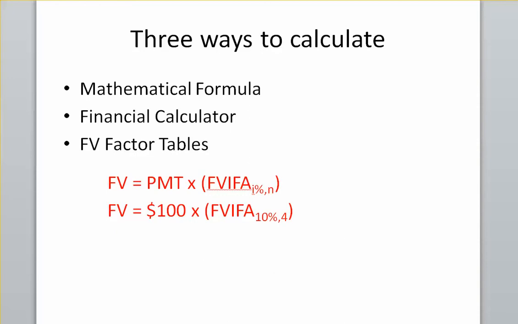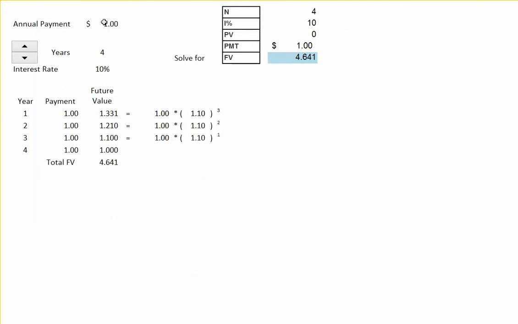Let's go ahead and consider what the future value would be if our payment was $100. Our factor was 4.6410, so we would multiply that by the $100, and we would find the future value of the annuity is $464.10. Going back to our Excel worksheet, we can see that if we change the annual payment to $100, certainly the future value is our $464.